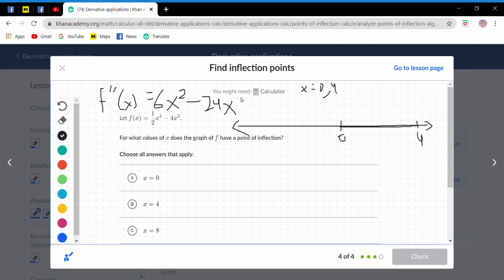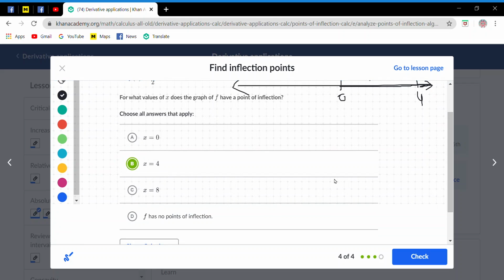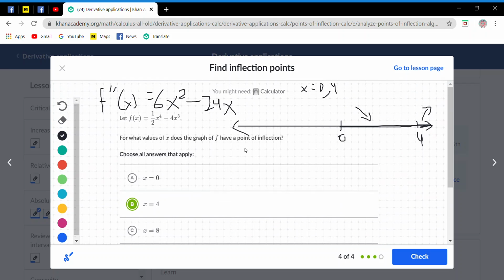Let's pick a value, let's say 1. So this becomes 6 minus 24. 6 minus 24 is negative, so it's decreasing. And from 4 to infinity, let's pick a value, let's say 10. So 6 times 10 squared is 600, and 600 minus 240 is greater than 0. So we are increasing over this interval. So our inflection point is at 4 because we are going from negative to positive. 4 is our inflection point.